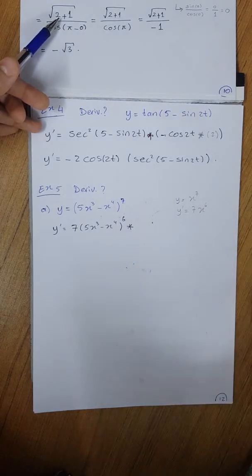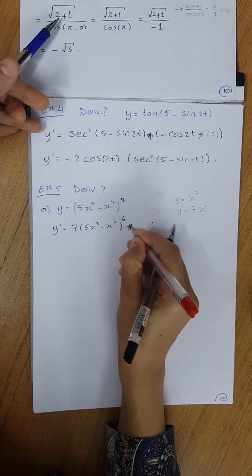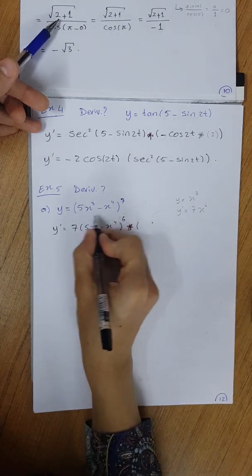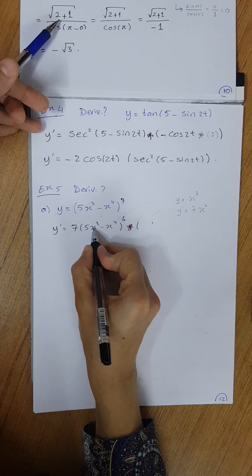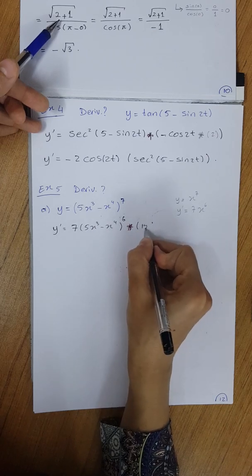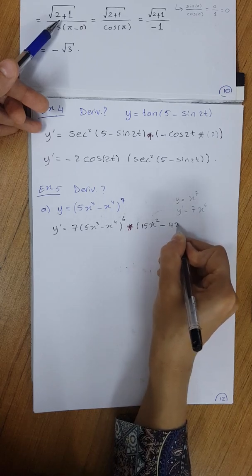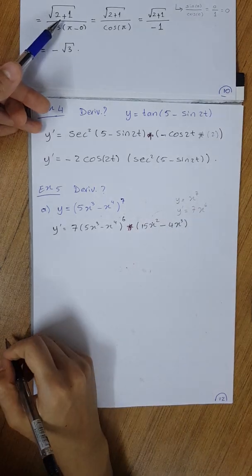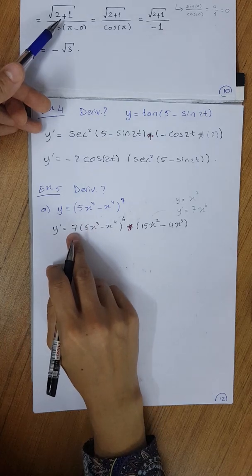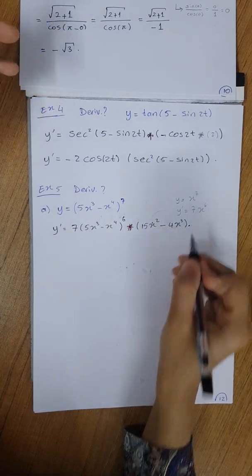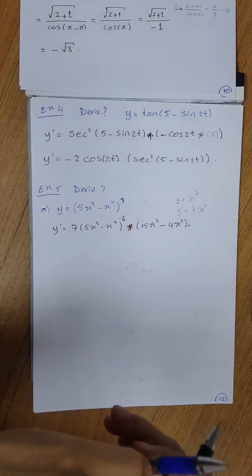And then, since it's not a simple function, I have to multiply it with the derivative of the inside. What is the derivative of the inside? That's equal to 15x squared minus 4x to the power of 3. And leave it like that. Or you can multiply 7 with this one, 7 with that one, and you will get the simplified form.